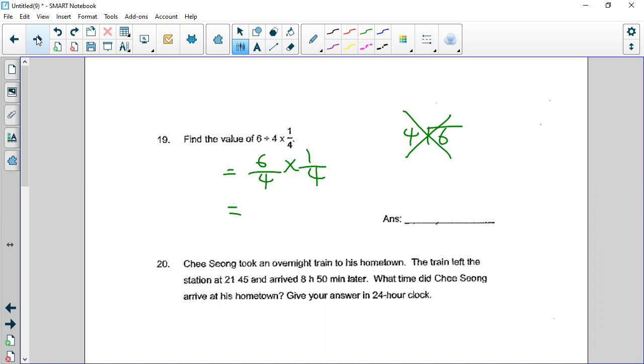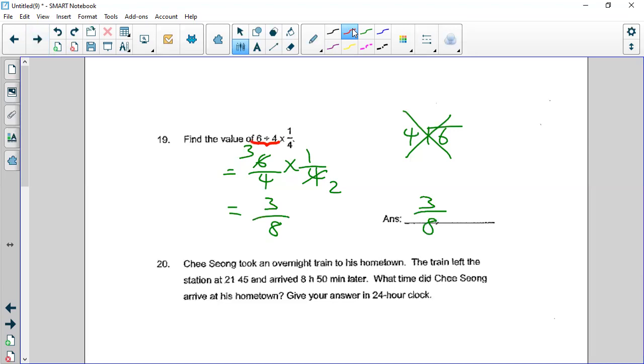So 6/4 times 1/4, cancel, put the answer there, divide by 2, put the answer there, 6 divided by 2, put the answer there, and then 3 times 1, and then 4 times 2. And that's how you get 3/8. So what's the lesson here? Now, the lesson here is your dividing can be written as a fraction, all right, which is 6/4.